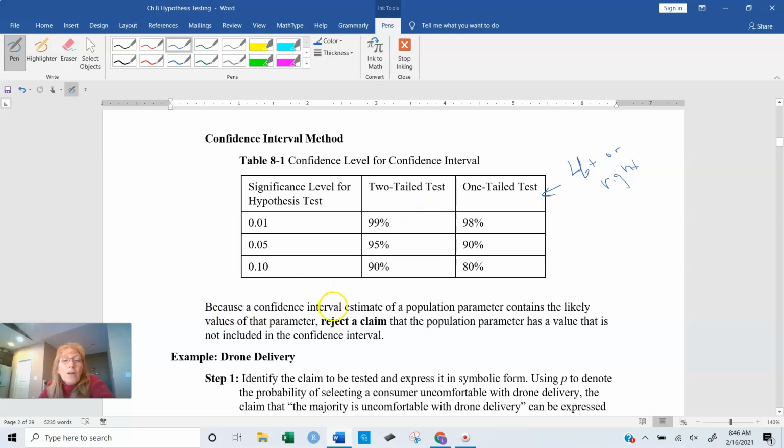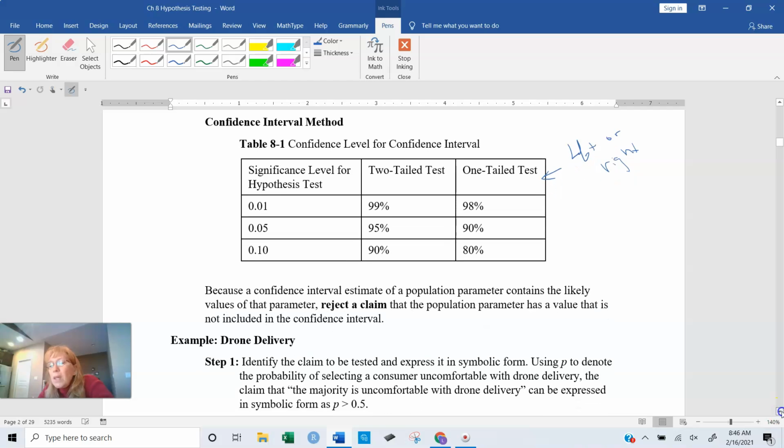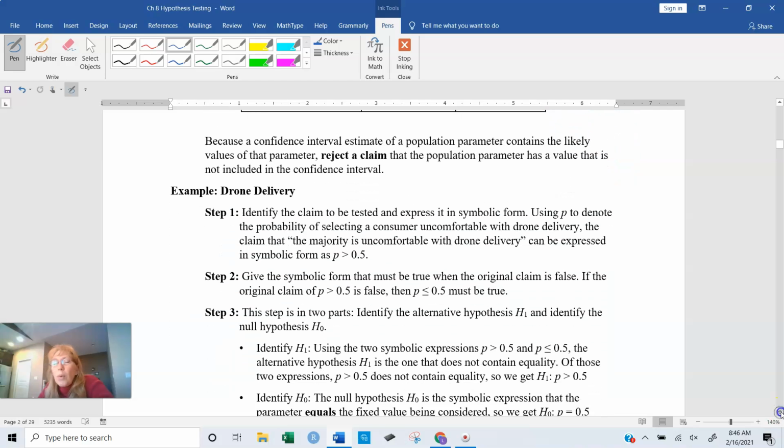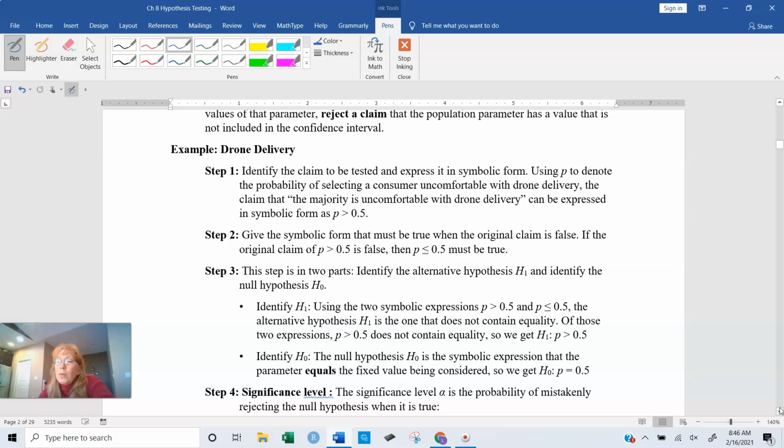Okay, confidence interval. A confidence interval for a population parameter gives a likelihood that the values of the parameter are in there. We reject a claim that the population parameter has a value that is not included in the confidence interval. And this is true like all the time. Sometimes it gives us a different result when we're using proportions, but we'll talk about that later also.